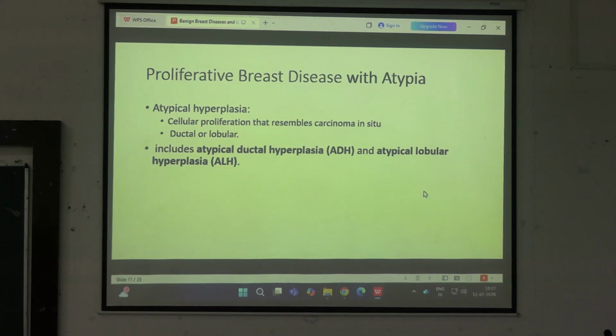So next is proliferative breast disease with atypia. This will resemble carcinomas in situ. We have two types of carcinoma in situ: one is ductal carcinoma in situ and another is lobular carcinoma in situ. So similarly, there will be atypical ductal hyperplasia and atypical lobular hyperplasia. Atypical ductal hyperplasia will resemble ductal carcinoma in situ, and atypical lobular hyperplasia will resemble lobular carcinoma in situ.